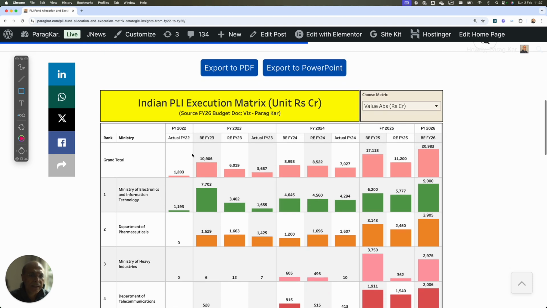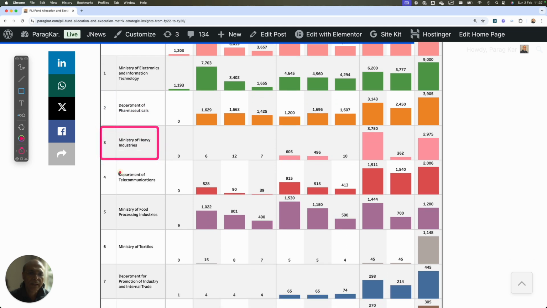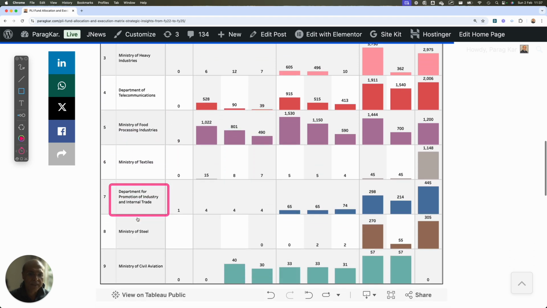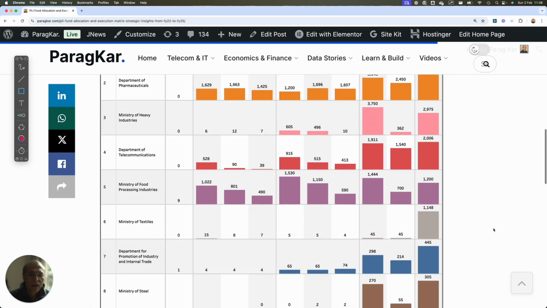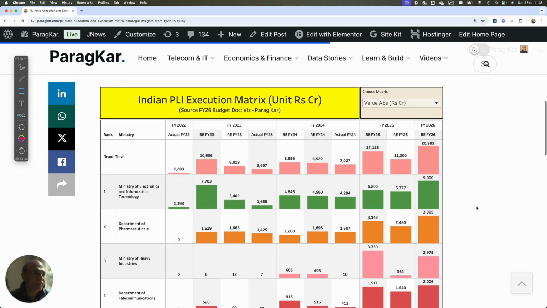So you will notice that I have listed down all the ministries. The first ministry is the Ministry of Electronics and Information Technology, then Department of Pharmaceuticals, Heavy Industry, Department of Telecommunication, Food Processing Industry, Ministry of Textiles, Department of Promotion of Industry and Internal Trade, Ministry of Steel, and Ministry of Civil Aviation. Now, how has this been listed? This has been listed based on the budgetary allocation for the financial year FY26. So you can clearly see that this has been ranked according to the allocations.